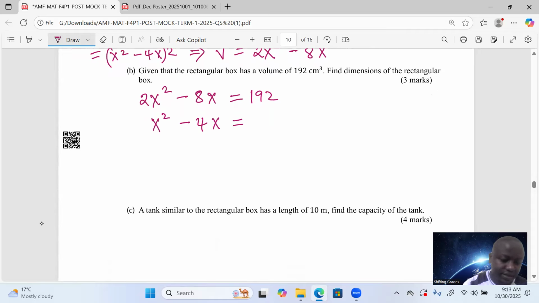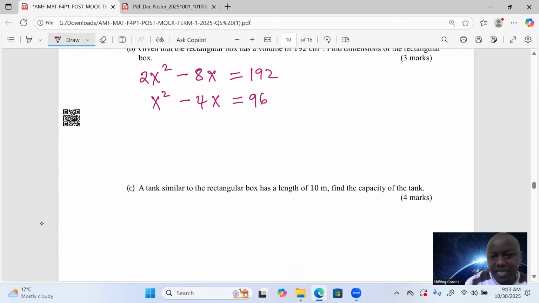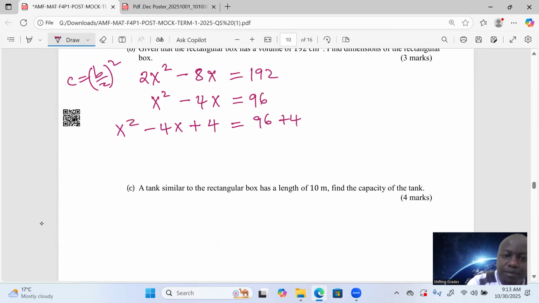Is it 96? Yeah, just a confirmation. 96. Then at this point now we can talk about completing the square method, whereby x squared minus 4x, we add a constant, and the constant is given by b over 2 squared. So negative 4 over 2, and we square. We get 4. 96, we also add the same constant.